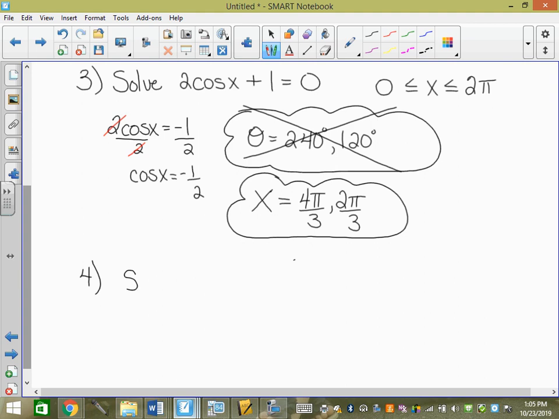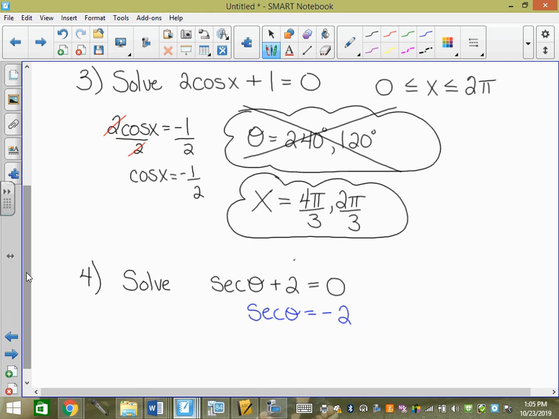Solve secant theta plus 2 equals 0. Still degree 1, right? So we have to get it by itself. Secant theta equals -2.